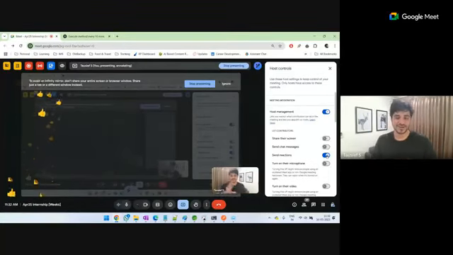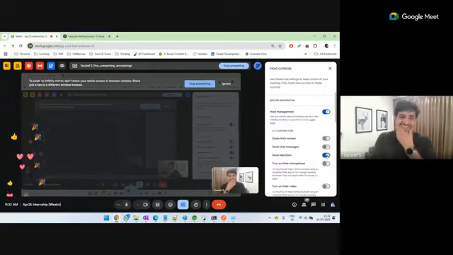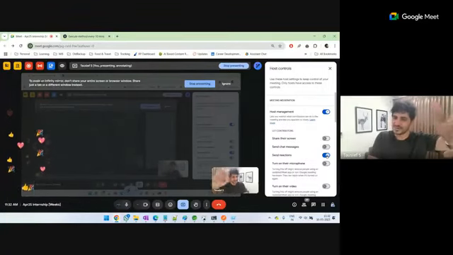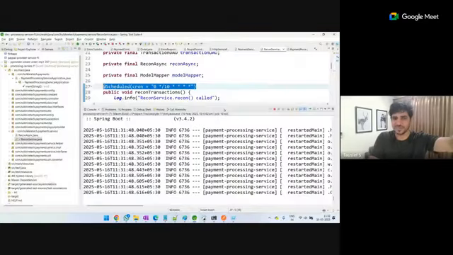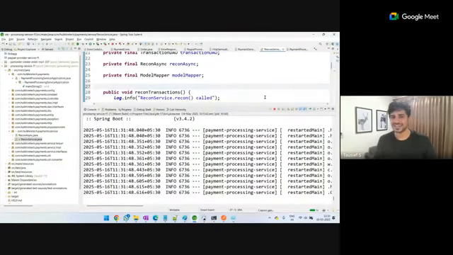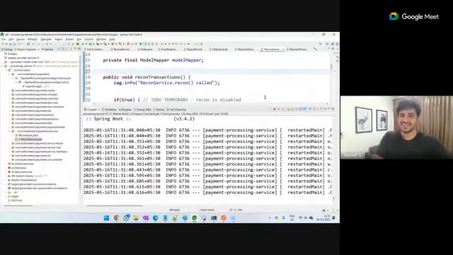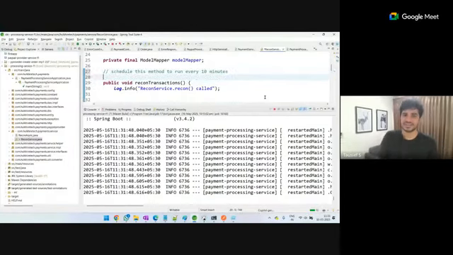Okay, good stuff, guys. Thanks for confirming. Ek small experiment karte hai. GitHub Copilot, power tool we have, right? Yesterday, how we were coding, commenting, and Copilot was generating. Can we do something like this? We will give a comment: schedule this method to run every 10 minutes. Give an enter. Okay. Just see.